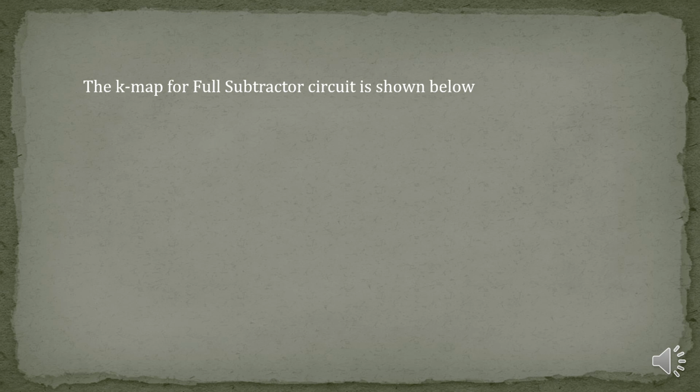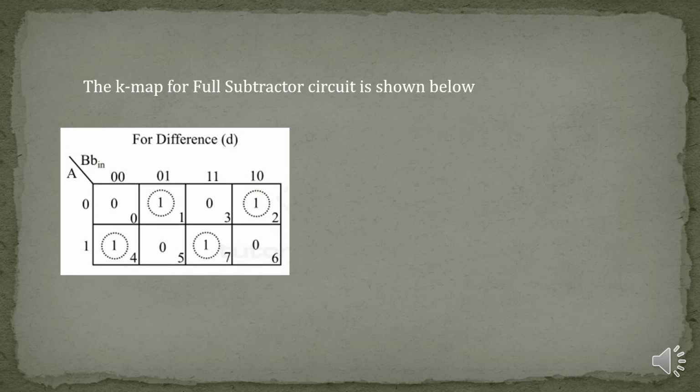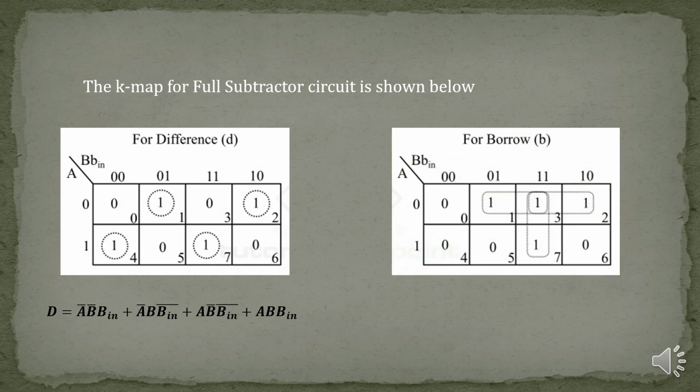The K-map for the full subtractor circuit is shown below. This is the K-map for the difference output. We get the output D as A bar B in plus A bar B in bar plus A B in bar plus A B in. And this is one more K-map for the borrow output. Here the borrow output is equal to A bar B plus B in times A ex-nor B whole bar.